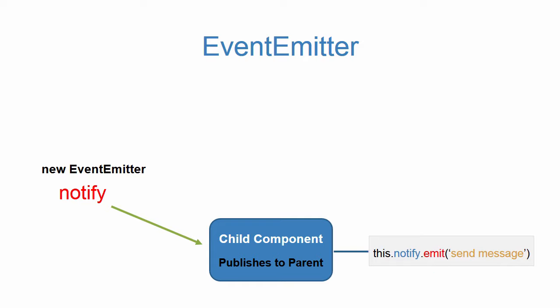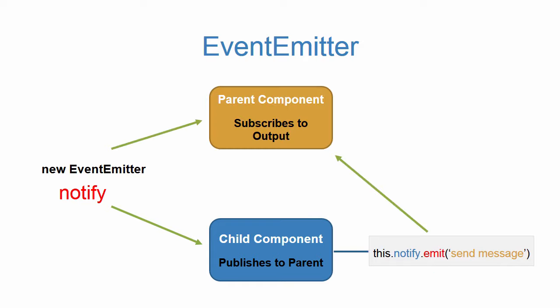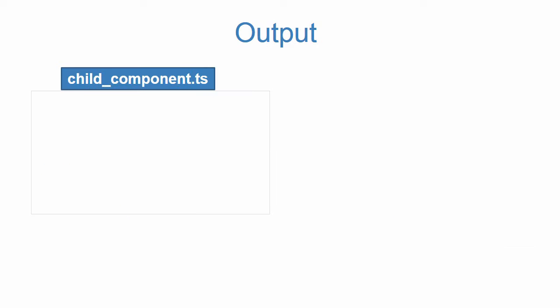The parent component now becomes a subscriber to the notify output. And this means that when notify has emitted this send message string, it will be automatically picked up by the parent and can then be used in a method defined in our parent component. The process of setting up an output to send events from child to parent works like this.